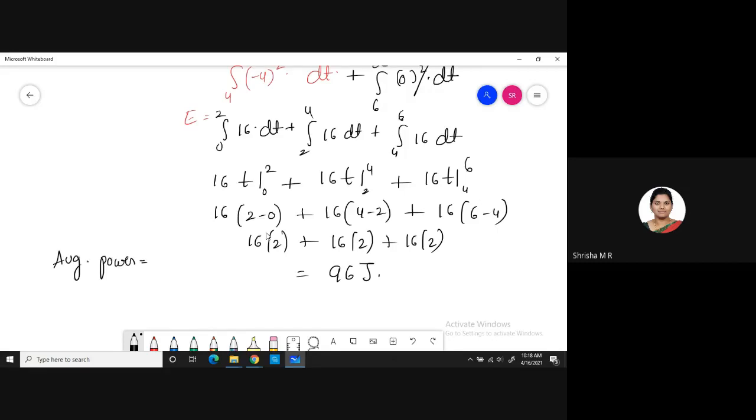What is the average power of this? Power of the signal? It will be 0 because it's an energy signal, power will be 0. Clear everyone?